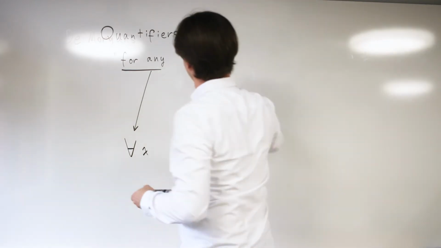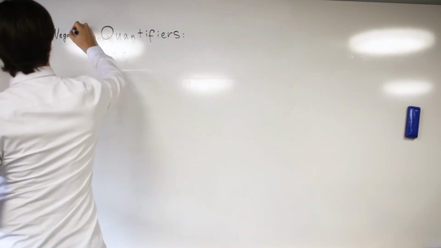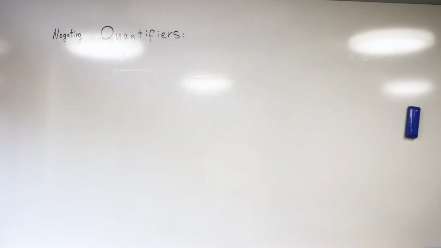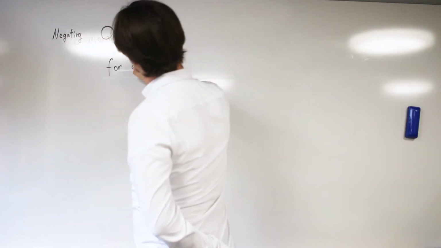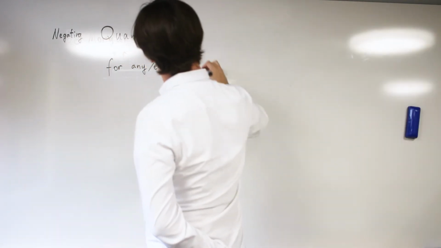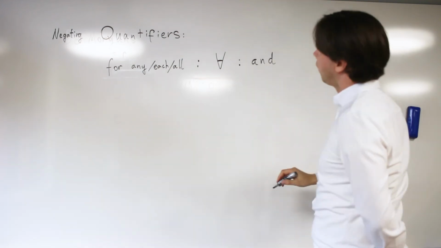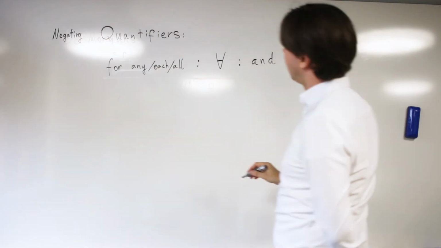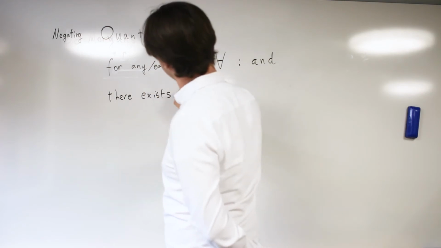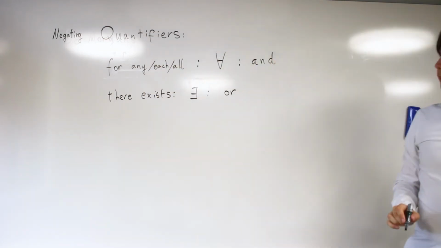It turns out there's a link between quantifiers and the logical forms we've been dealing with. For all is really like a universal and statement. If a statement is true for all things, then it's true for the first and the second, and so on, and so on. Similarly, there exists is a kind of universal or. If there exists an object satisfying some statement, then either the statement holds for the first object, or the second, or so on.